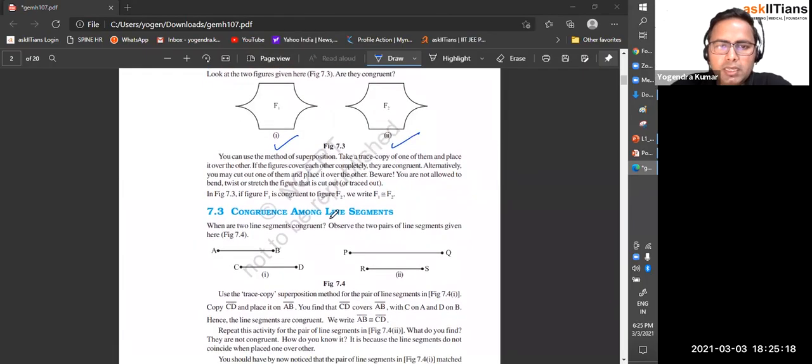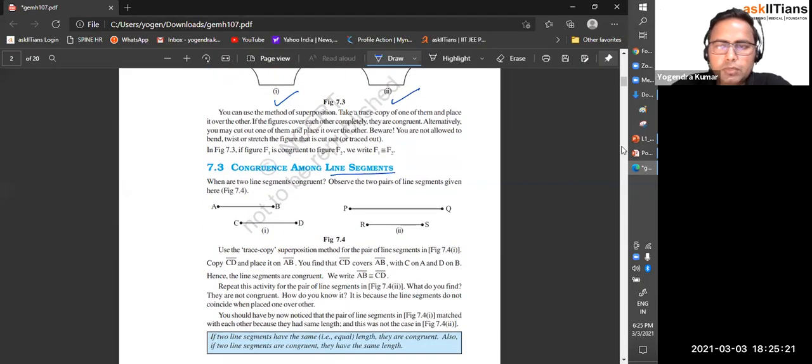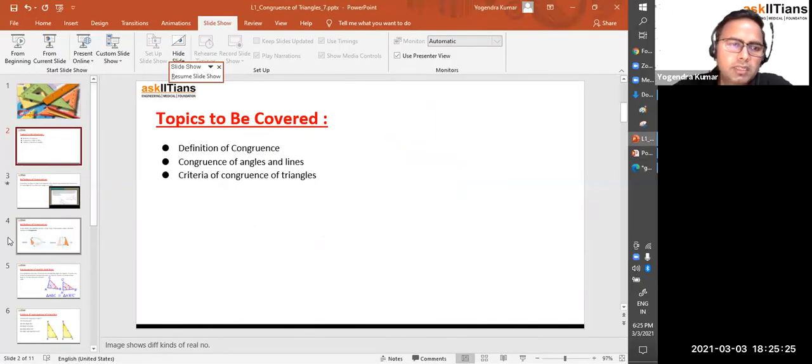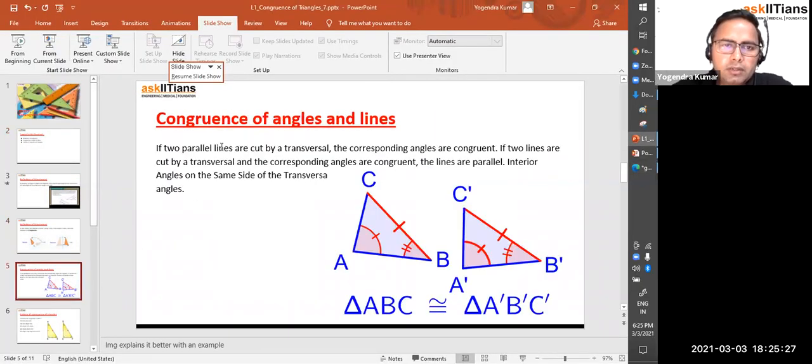Congruency among the lines and line segments, right? Okay, so we can see that is our next topic. We are going to see here congruency of angles and lines. So what do we say here? Congruency of angles and lines. Angles will be exactly equal, right?